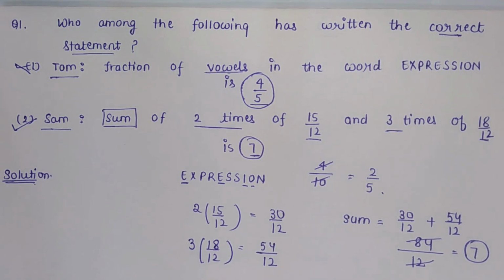The options for this question were like only Tom, only Sam, or both Sam and Tom, and neither Sam nor Tom. So these kinds of options were given. So we have to take the option which was saying only Sam.